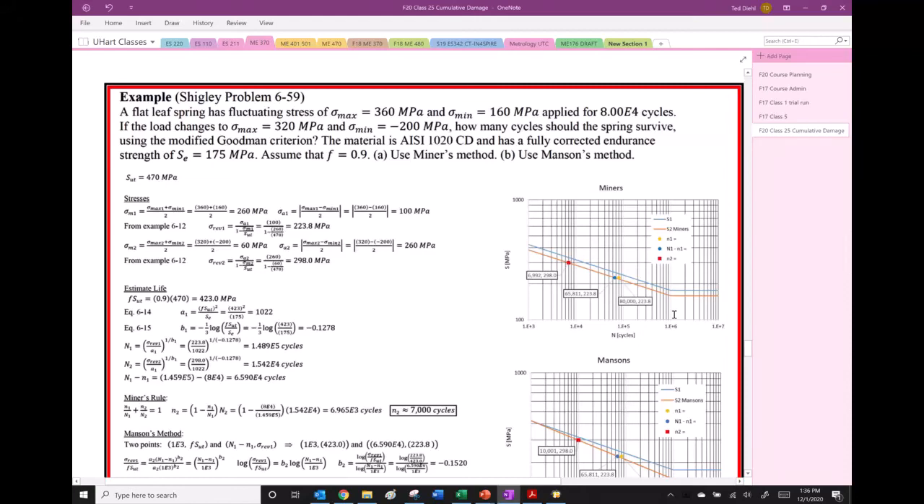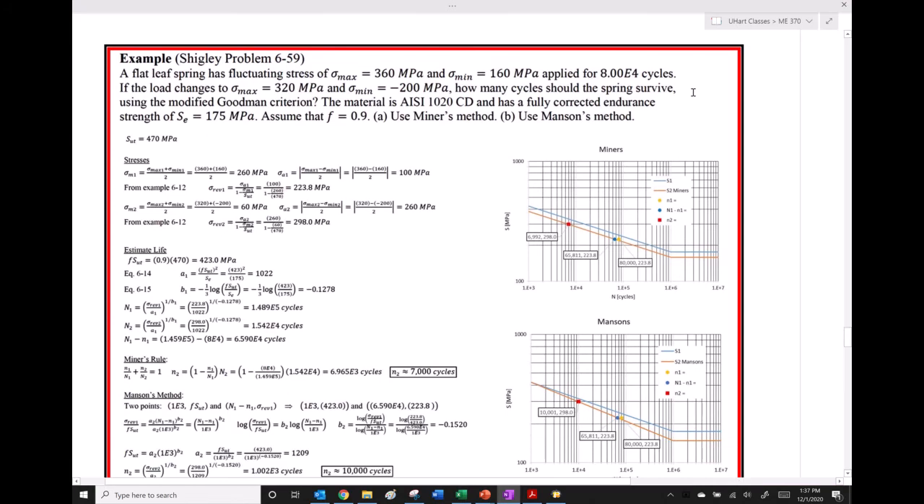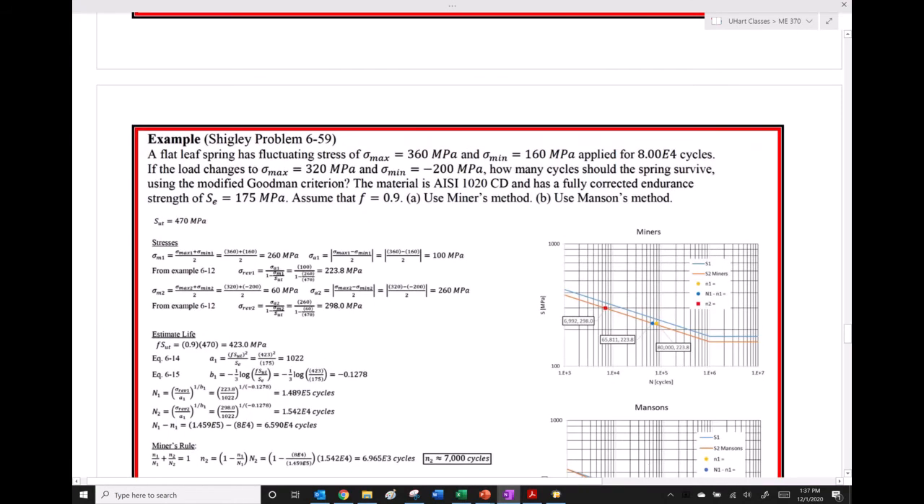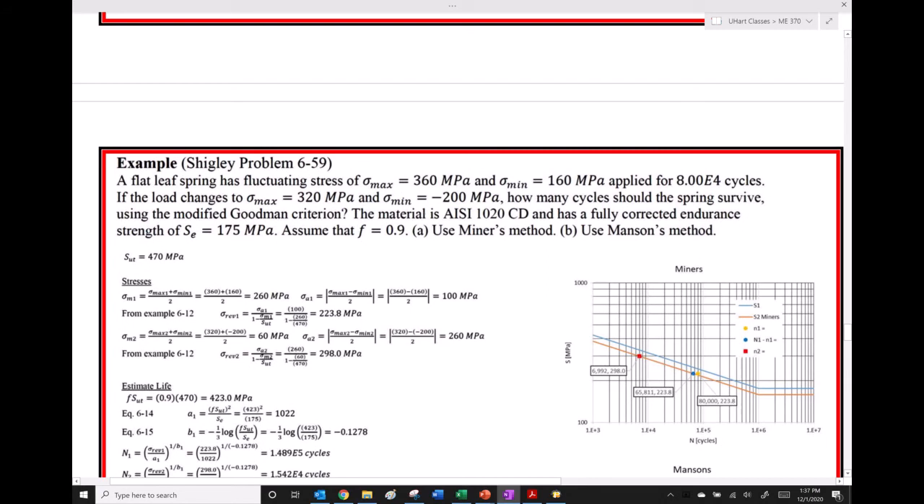All right, here's an example of Miner's and Manson's rule. This is problem 6-59 from Shigley, and I suppose I'm kind of cheating a little bit because I am using something that's already pre-written out, but I want to narrate through it. So in this scenario here, we have 306.